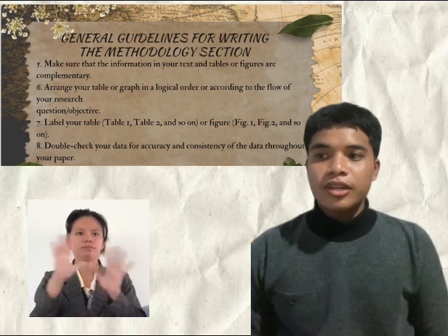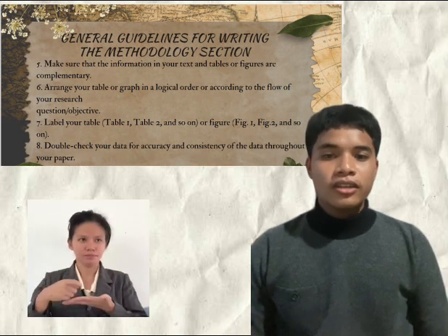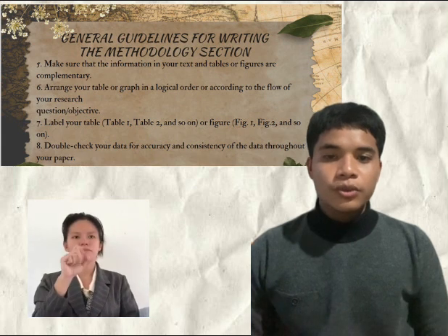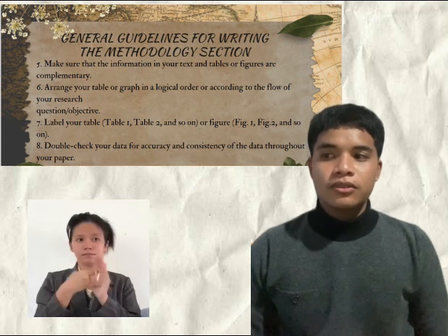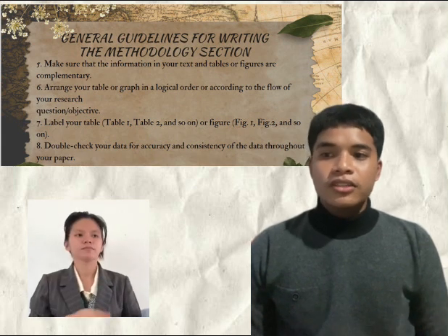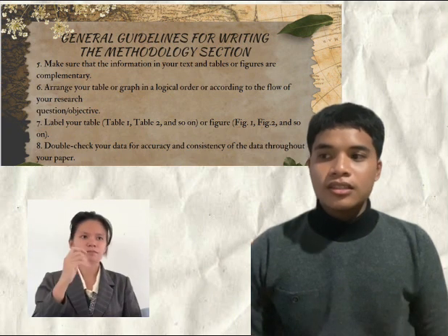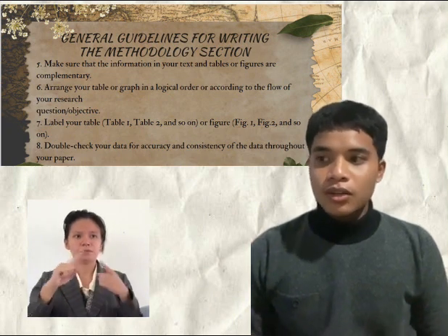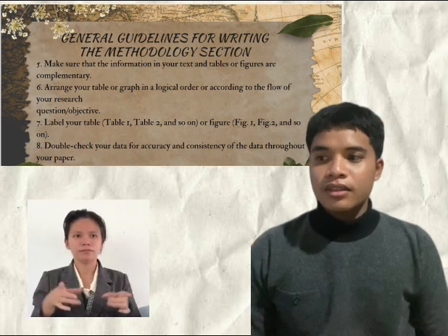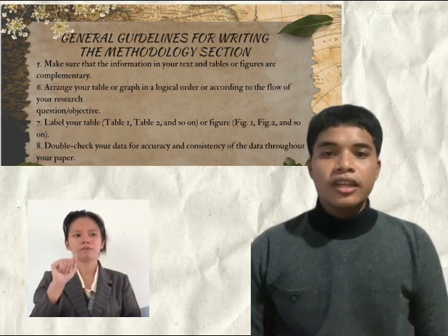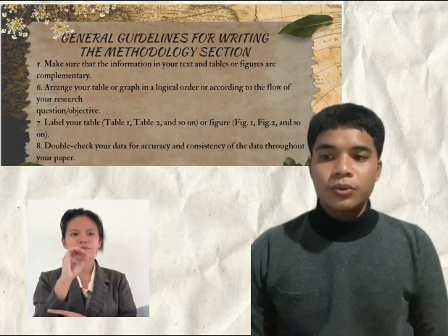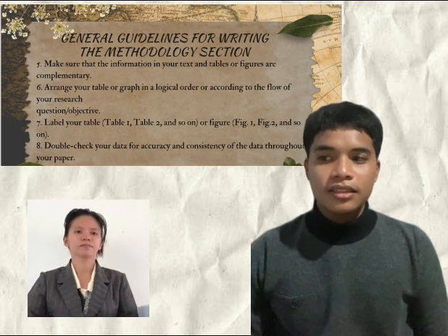Sixth, arrange your table or graph in a logical order or according to the flow of your research question or objective. Organize tables and figures in a logical sequence that aligns with your research objectives, such as from general to specific or chronologically. Seventh, label your tables or figures. Label tables and figures sequentially for easy reference and clarity.